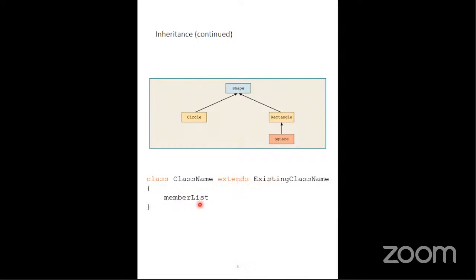In the member list, obviously I will put that Shape has a common property called area, because every shape has an area. But what is more specific to Circle? Circle has a center and a radius value. Similarly, for Rectangle, I can write class Rectangle extends Shape.